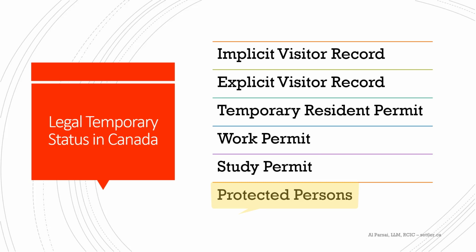Protected persons are usually people who file for refugee protection in Canada, and the Refugee Protection Division or Refugee Appeal Division of the Immigration and Refugee Board of Canada allows them to become protected persons and receive protection from the government of Canada. These people have temporary status in Canada.